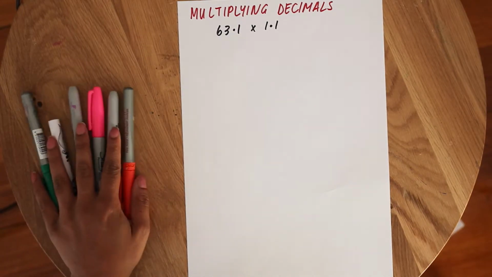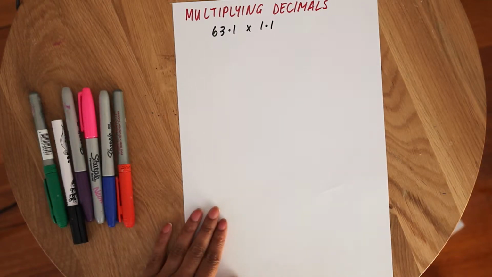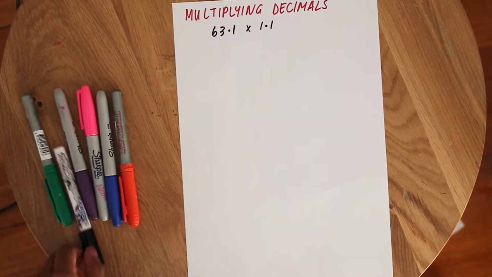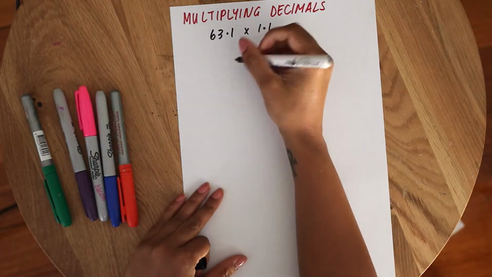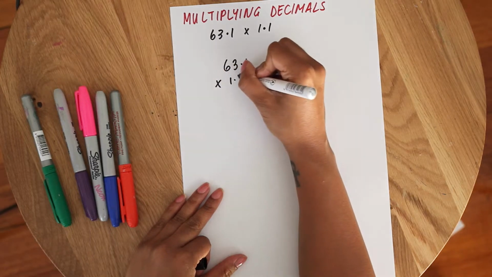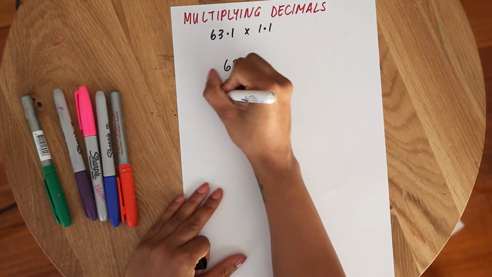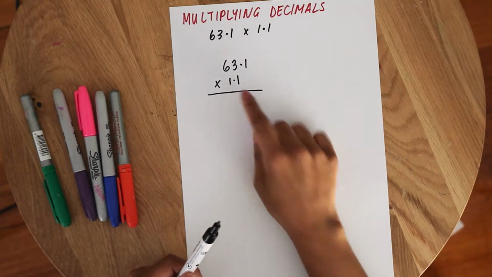So firstly we're going to look at the attempt of the sum. There's two parts for the attempt. One is to write it in the correct format. So let's do that now. 63.1 times 1.1. Now as you can see, you don't need to line up decimal points like you did for add and subtract because that won't actually alter the answer or help with answering the question. So this is part one of the attempt.